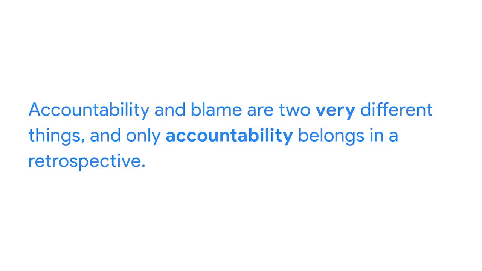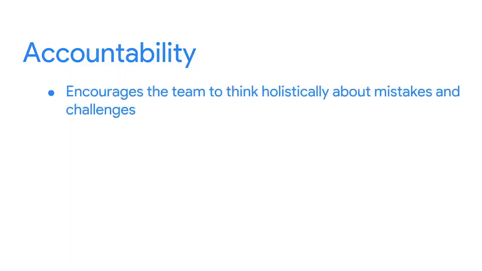Before we move on, I want to make one point clear. Accountability and blame are two very different things, and only accountability belongs in a retrospective. Blame shuts people down instead of empowering them to share honestly. Accountability doesn't involve assigning blame to specific team members for mistakes. Instead, it encourages the team to think holistically about mistakes and challenges and identifies solutions for the future.